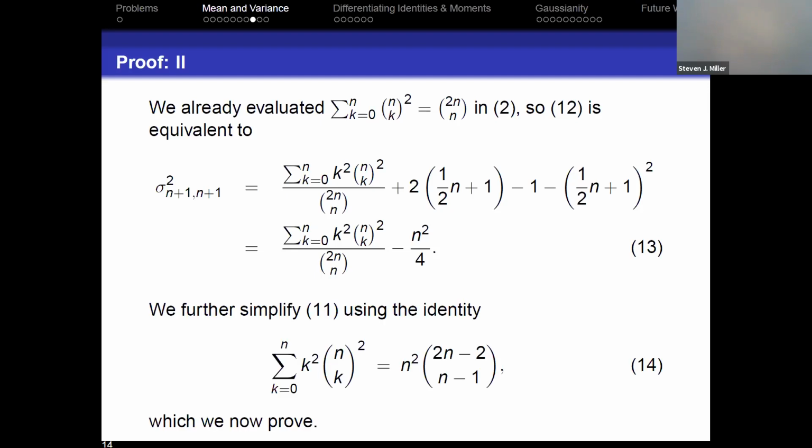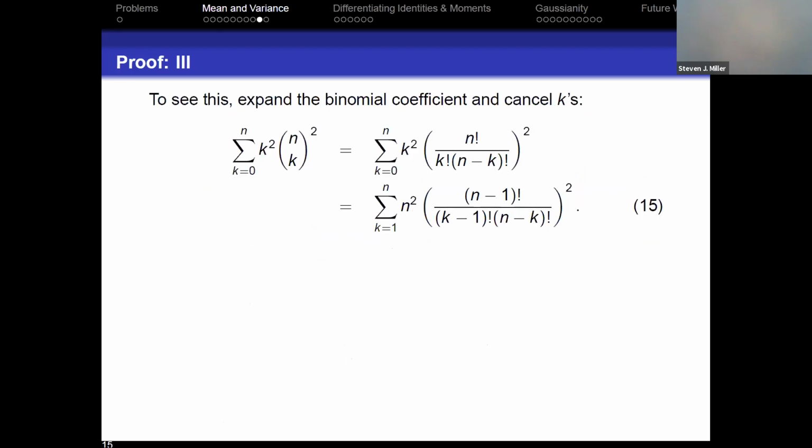It's worth considering. We're going to use the following identity. k squared times n choose k squared is n squared times 2n minus 2 choose n minus 1. And so we'll prove this identity now. All right. And the start of the proof is exactly what you said. So terrific intuition. We start by replacing the binomial coefficient with what it is, a ratio of factorials. And the k squared is going to cancel with the k factorial squared in the denominator. That becomes a k minus 1 factorial. We then have an n factorial. I'm going to pull out an n from it, and we'll get an n squared times this.